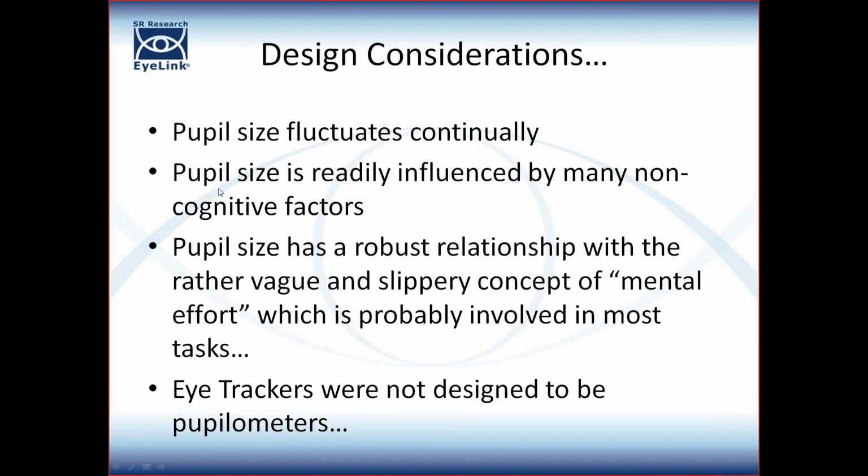We know that pupil size is readily influenced by many non-cognitive factors, such as luminance, such as where gaze is, so we need to take these into account. We know that there is a robust relationship with a somewhat slippery concept, mental effort, cognitive effort, which inevitably is going to be involved in most tasks. Anything you ask somebody to do is going to involve some mental effort. And we know that eye trackers were not designed as pupillometers. In other words, because people are allowed to move their eyes and because the camera of an eye tracker is essentially fixed, there are some issues there that we need to address.